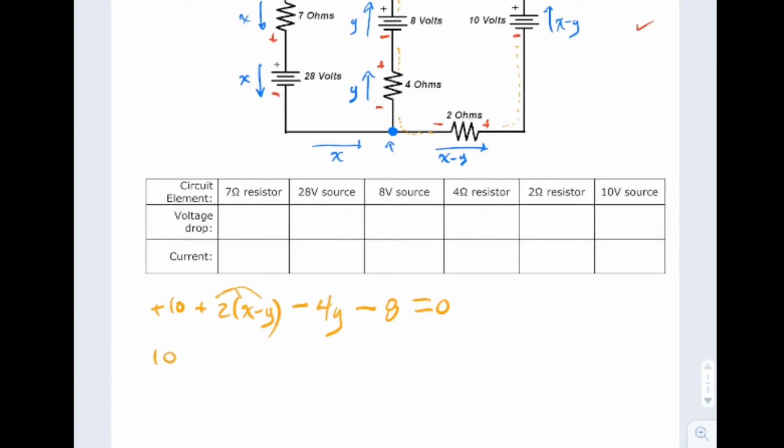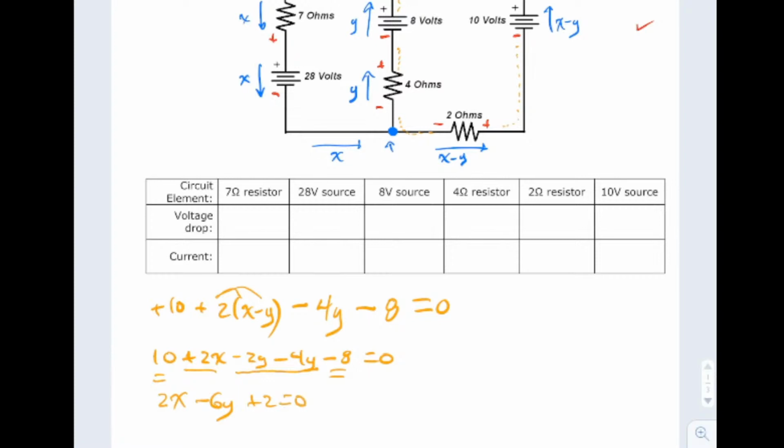Remember this distribute idea. So plus a 2x, minus a 2y, and then I've got minus a 4y, minus an 8 equals 0. All of these terms are on the same side, so I can just rearrange them and combine like terms. I like to put the x first, so there it is. I like to put the y's next. There's 2 of them. They're like terms, so they go together. Minus 2y minus 4y is minus 6y. Cool. And then the numbers. I get a 10. Take away 8 is a 2.